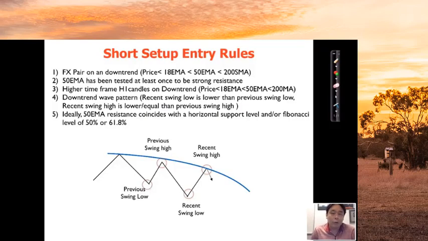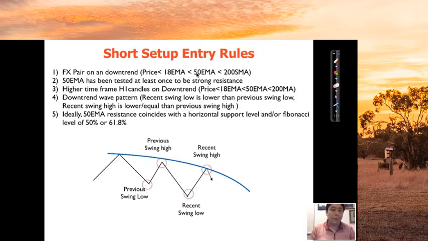Alright, so let's move on to the short setup entry rules. When do we go short for the EMA bound setup? Obviously we go short when we see a clear downtrend on the FX pair. A clear downtrend is signaled by the price below the 18 EMA, the 18 below the 50 EMA, and the 50 below the 200 simple moving average.